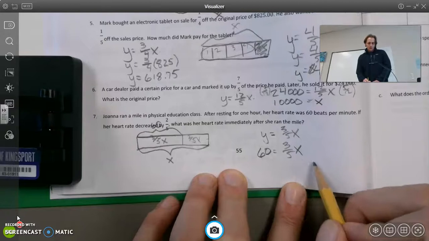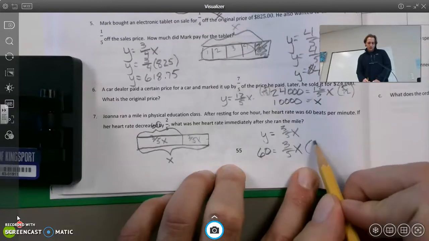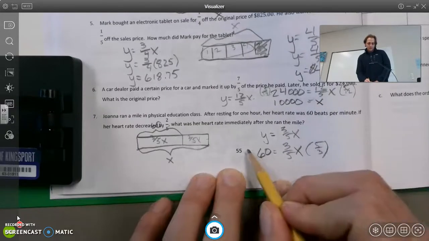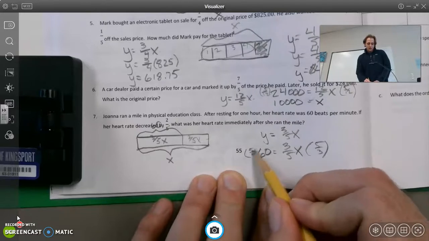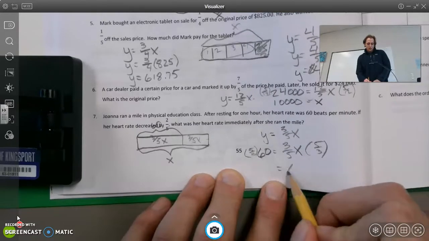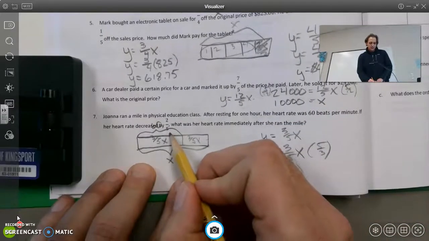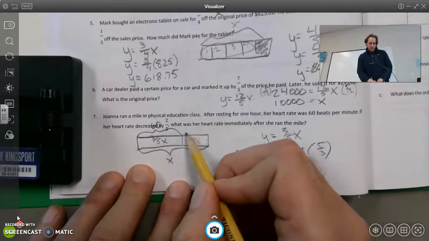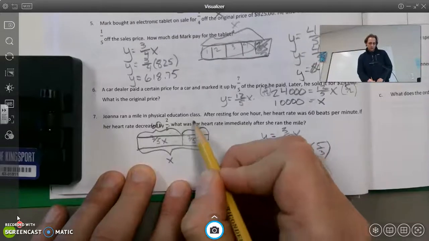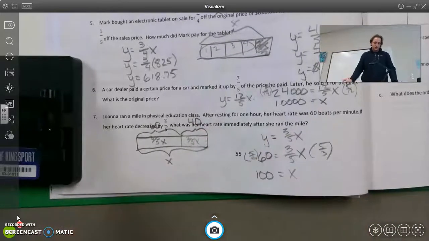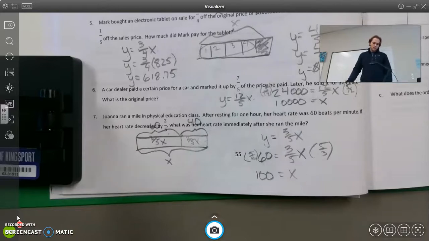And if I wanted to go ahead and multiply that by 5/3, what I would see is that that would be 100 beats per minute. And that makes sense because 3/5 is 60, then the other 2/5 would be 40, right? Think about that as an equivalent ratio.